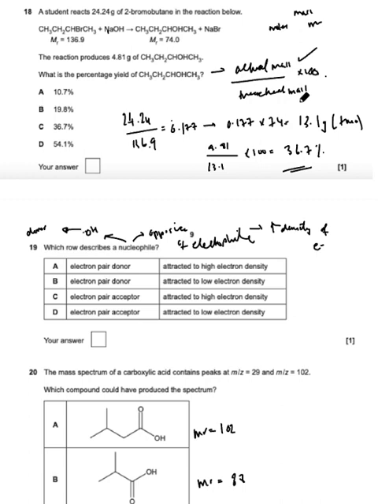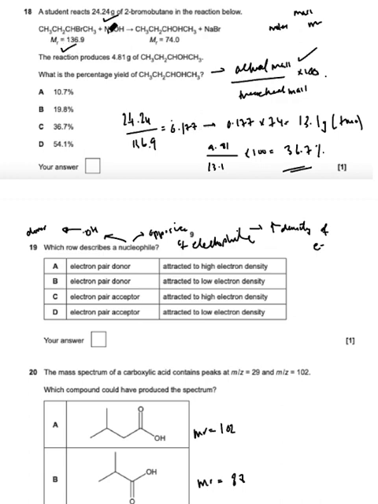Now, theoretical mass. That's how much you're going to predict will happen, and you calculate this from the reactants. So do we have the mass of the reactant? Yes, it tells us 24.24. Do we have the MR? Yes, they've given it to us. Therefore, we can work out the moles. Mass over MR gives us moles, so that's 0.177.